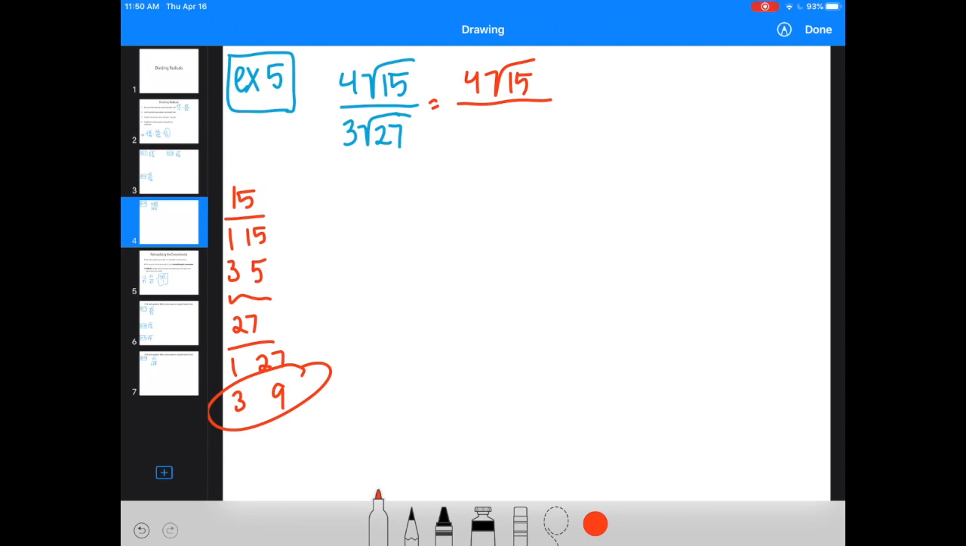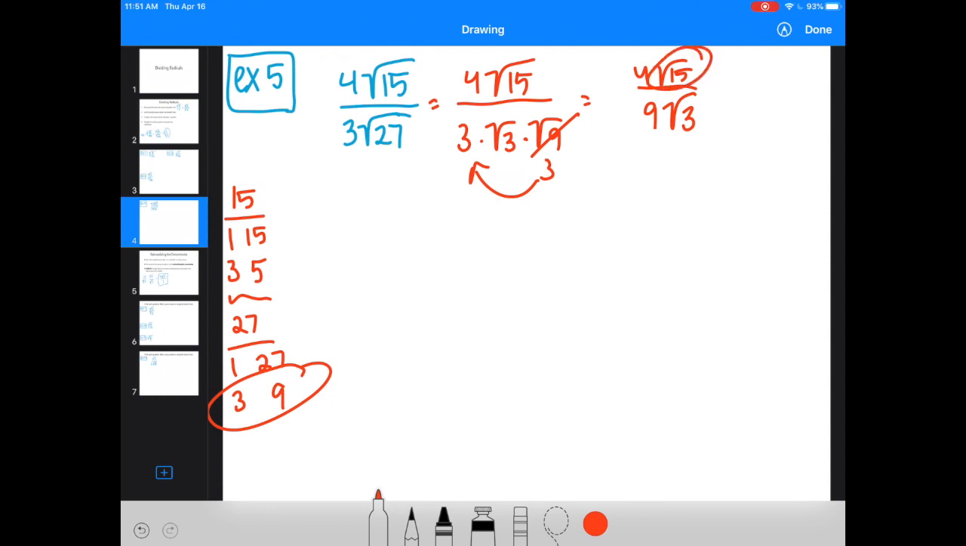So if I simplify this down, I have 4 square root 15 over 3 times square root 3 times square root 9. Okay, that square root 9 simplifies down to 3. So I'll have 3 times 3 to give me 9 square root 3. Am I done there? No, I'm not. Because I can actually get rid of some junk in my numerator. How can I do that?